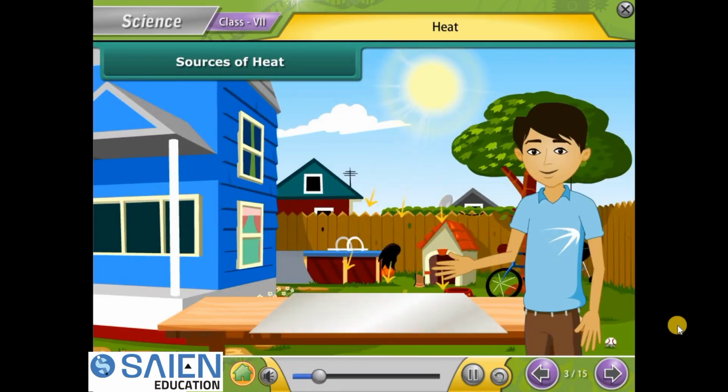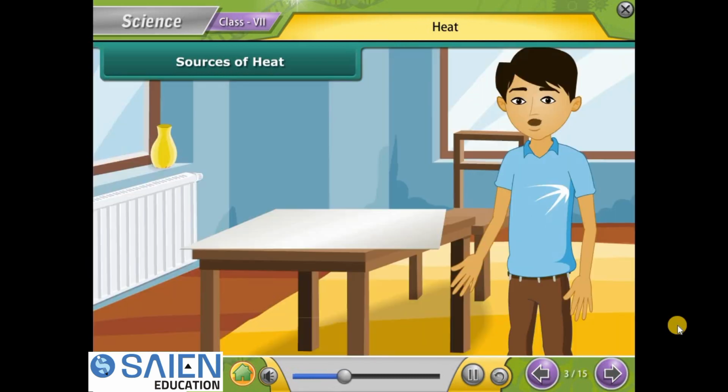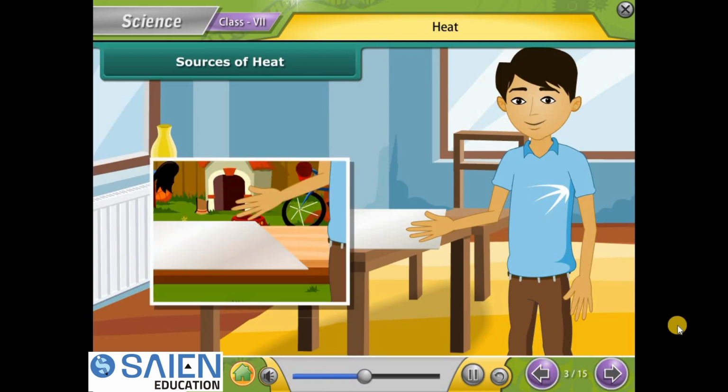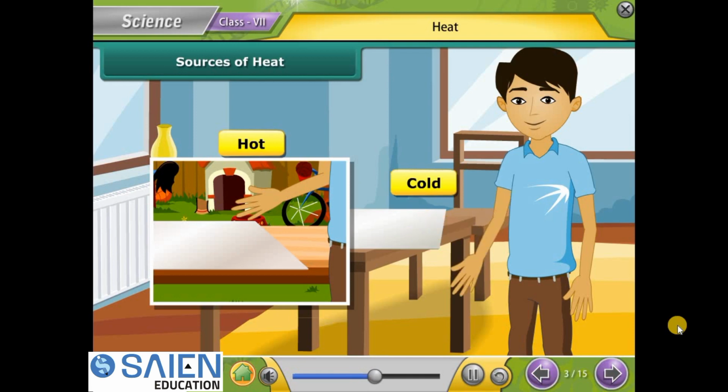Let us perform an experiment. We keep tin or aluminium sheet out under sun and touch after some time. We then place the same tin or aluminium sheet inside the house. Touch the sheet after some time. In the first case, we feel hot, and in the second case, we feel cold.